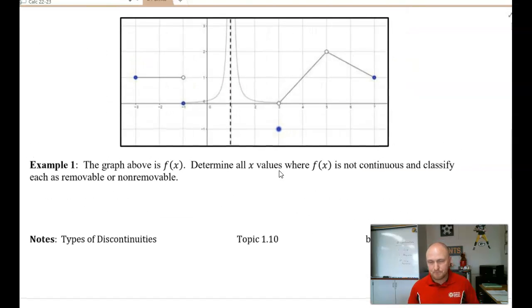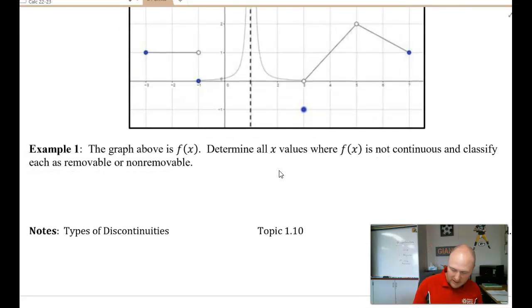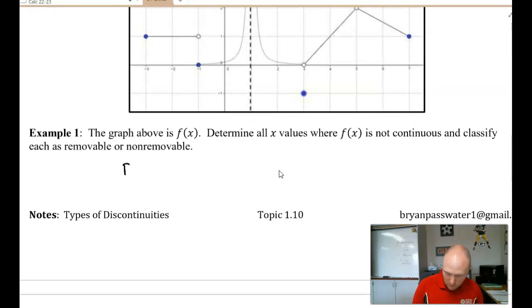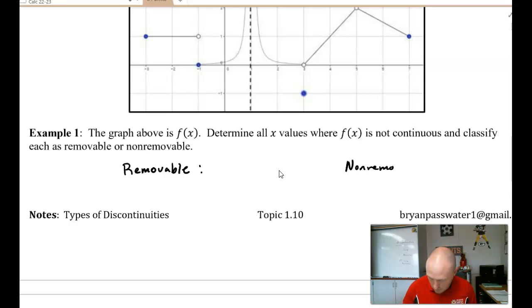Example number 1. The graph above is f of x. Determine all x values where f of x is not continuous and classify each as removable or non-removable. So for these problems, what I love to do is write removable and non-removable.